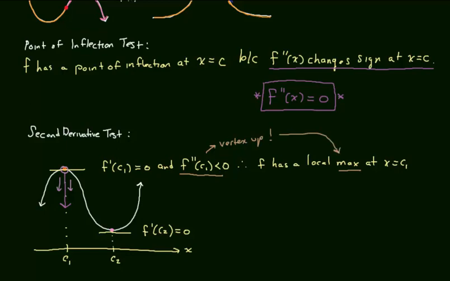Down beneath here, f prime of c2 equals 0, and at the same time, the second derivative at c2 is going to be greater than 0. We know that because we see concave up. So concave up, vertex down. And therefore, f has a local minimum at x equals c2. That's the idea of the second derivative test.